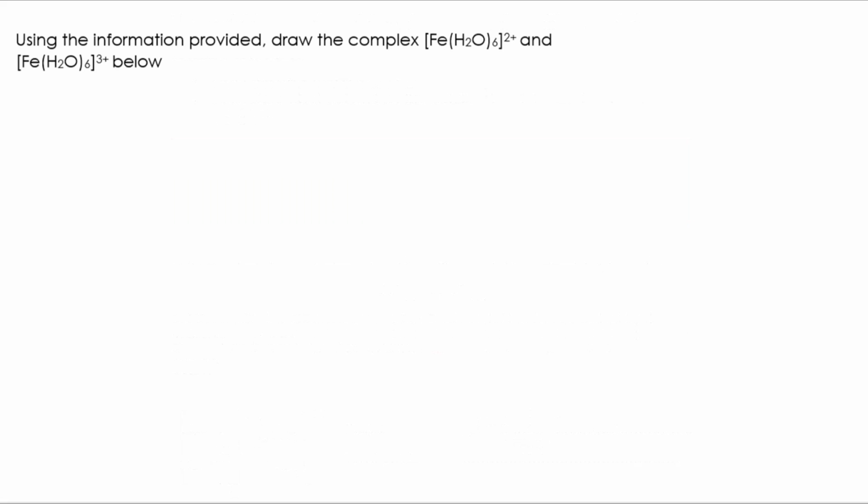Okay, so for the next task, this is a good opportunity for you to get to grips with drawing out these complexes. So have a go, try to draw out the ion, the [Fe(H2O)6]2+ and [Fe(H2O)6]3+. Pause.